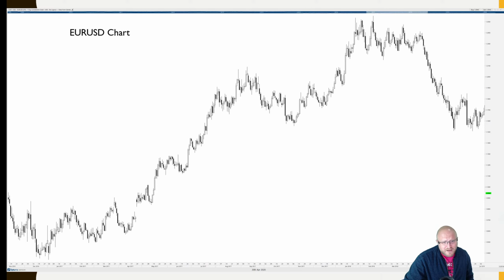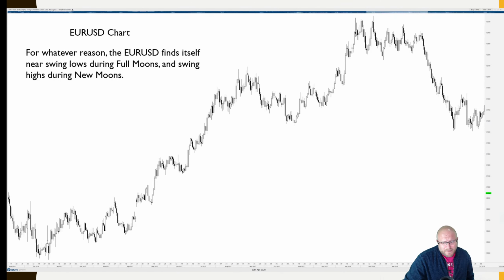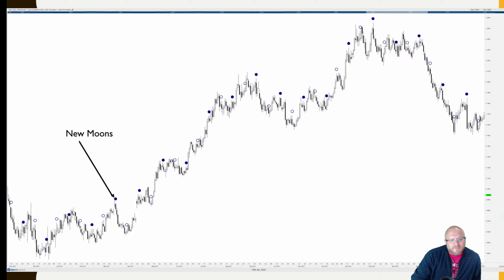But moon phases are important in Gann analysis and in financial analysis, because for whatever reason, things like the euro dollar, you can often find important swing highs and lows during full moons and new moons. And a new moon means that there's like no moon. New moon means no moon. It's like pitch black out. And a full moon means it's very bright. So those are new moons, those are full moons.